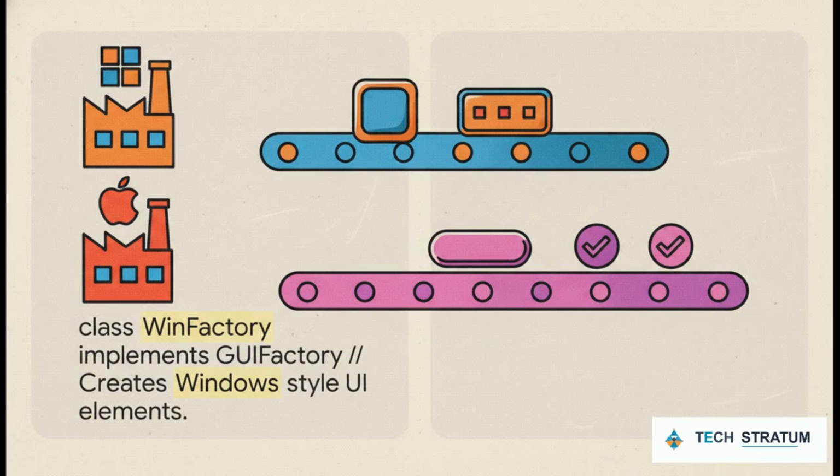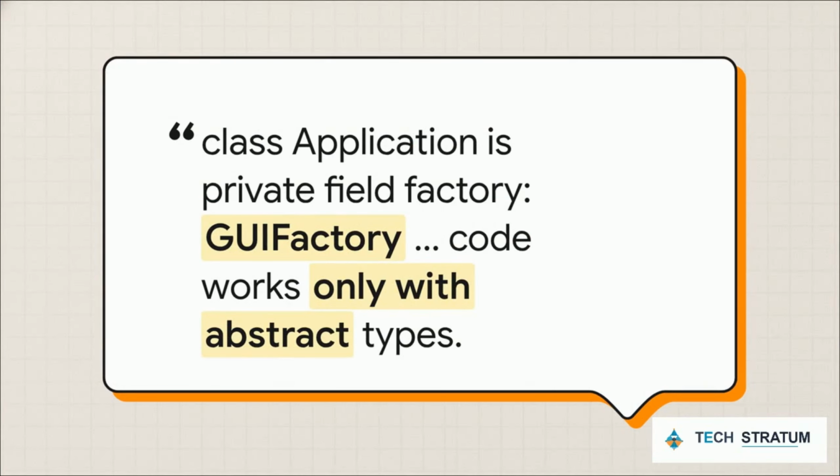Next up, we implement our concrete factories. We'll have a WinFactory that fulfills the GUI factory contract by creating actual WinButton and WinCheckbox objects. And, of course, we'll have a MacFactory that does the exact same thing, but for the Mac OS style controls. Each factory is a specialist, an expert in producing a consistent family of UI elements for its specific operating system.